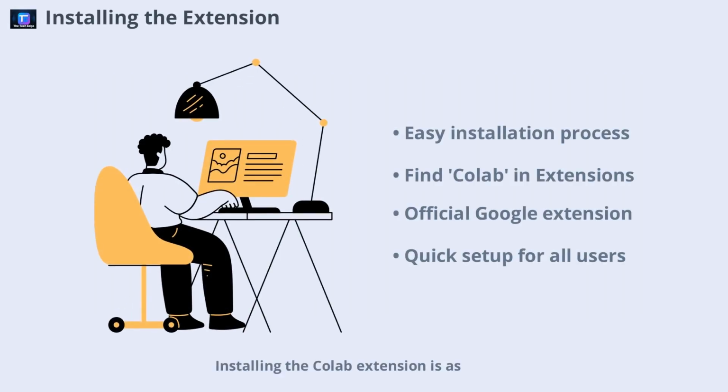Installing the Colab extension is as straightforward as any other VS Code extension. Simply open the Extensions tab in VS Code, search for Colab, and make sure to select the official extension developed by Google. Once installed, you're ready to start leveraging Colab's cloud resources directly from your IDE. This simple installation process ensures that even those new to VS Code can get up and running in minutes.